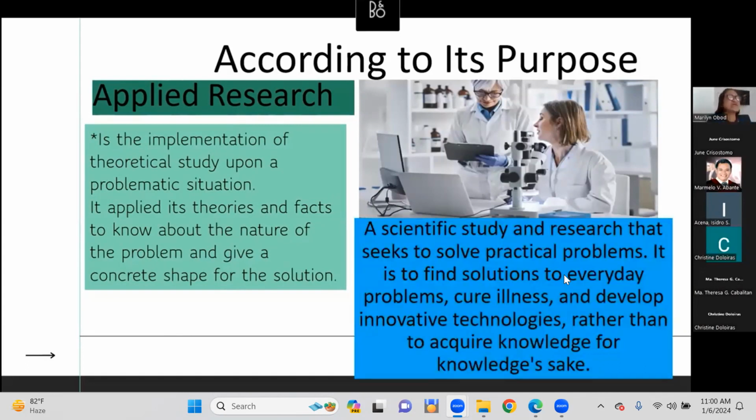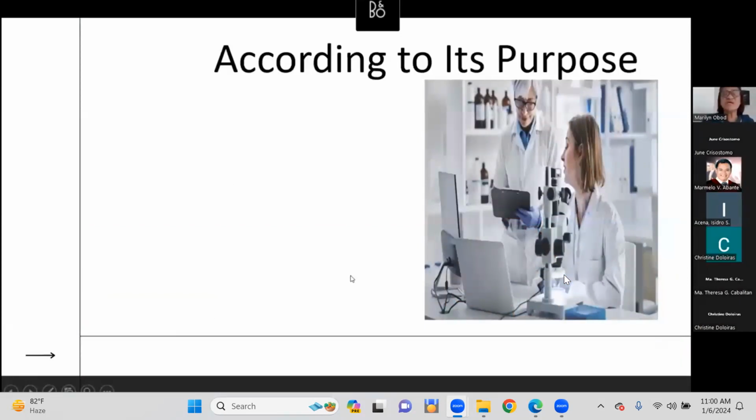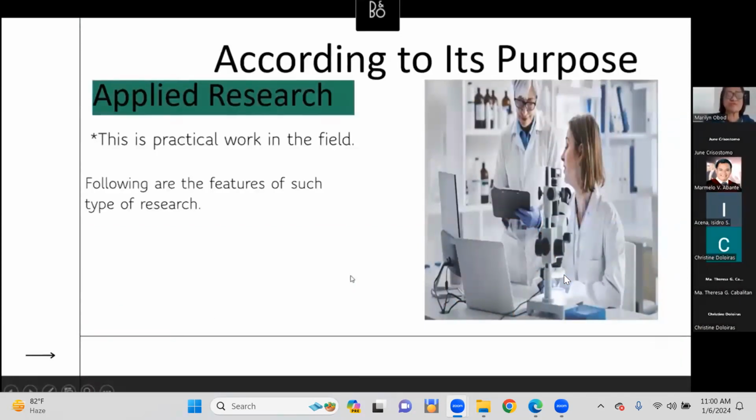And then see if this applies in a certain business or a certain company. Di ba? May piece yun eh. 4 ba yun o nadagdagan na rin? Okay po. So, applied research is a scientific study and research that seeks to solve practical problems. Yun. Kaya sabi ko, more of the MAED theses are applied. Okay po? Ganon din naman sa mga health allied courses. Okay. According to its purpose, it can be applied also. Yan.